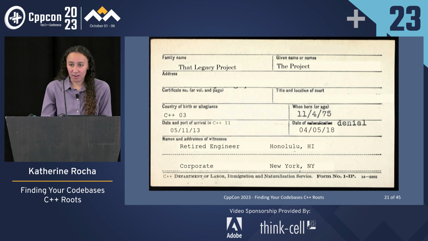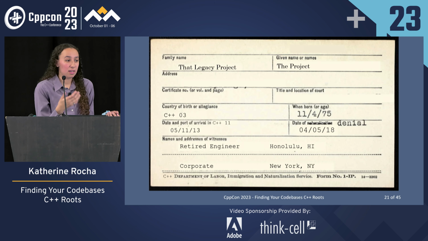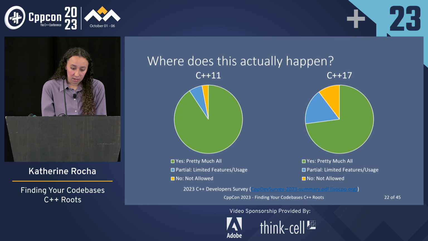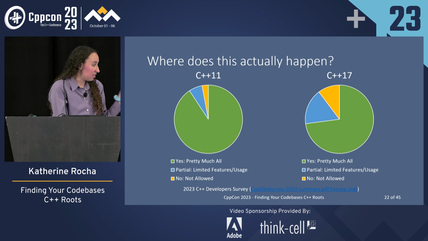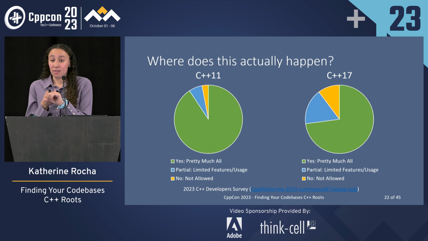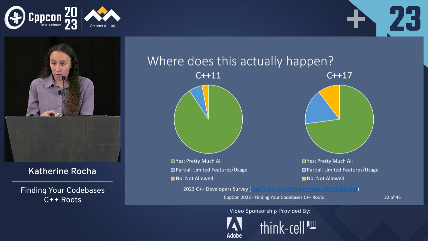So this sounds a little bit crazy, but it's something that happens in our code and something that you can see in a variety of projects. If we look at the C++ developer survey from 2023, we have C++11 and C++17. And we have large groups of people who either A, aren't allowed to use all the features in a modern version of C++, or B, aren't allowed to use that version at all.